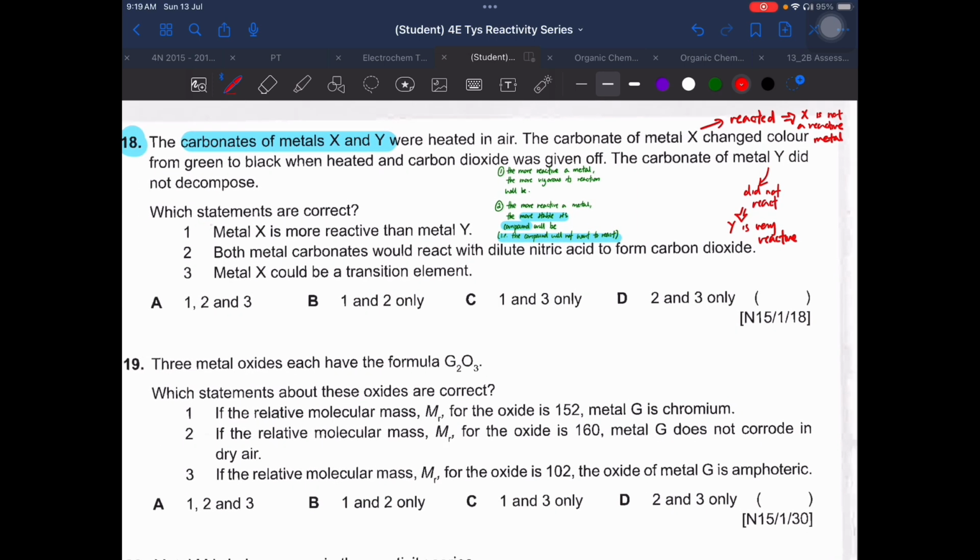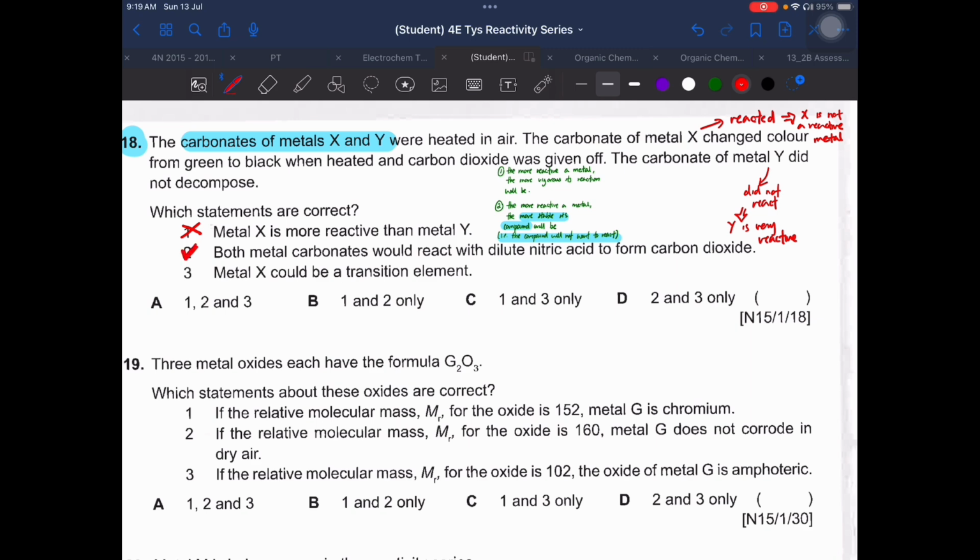Okay, so keep that in mind. Right. So which statements are correct? Metal X is more reactive than metal Y. This is definitely wrong, because we already proved that metal Y is actually more reactive. Right. Both metal carbonates will react with dilute nitric acid to form carbon dioxide. This is actually a correct statement.